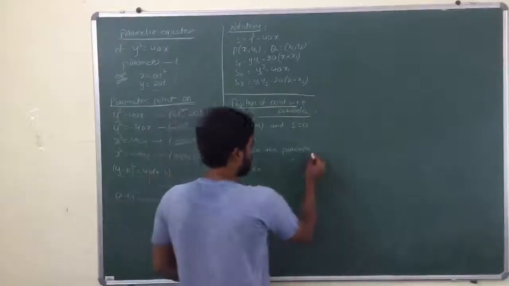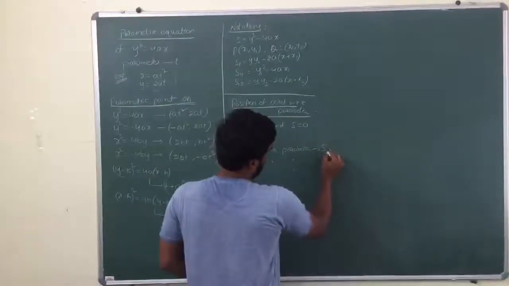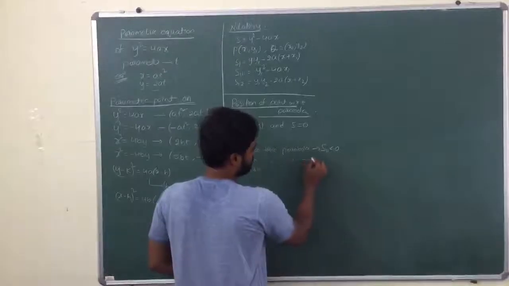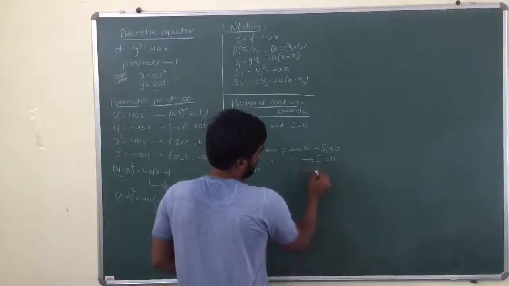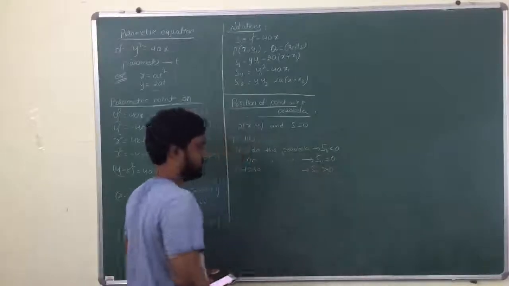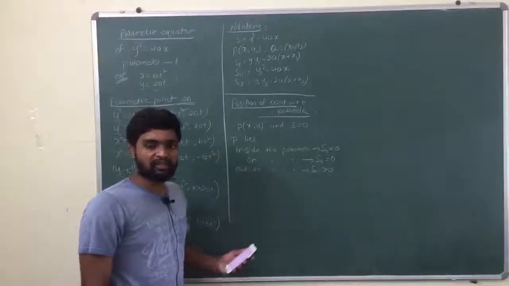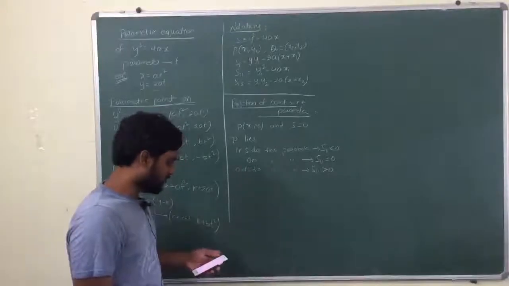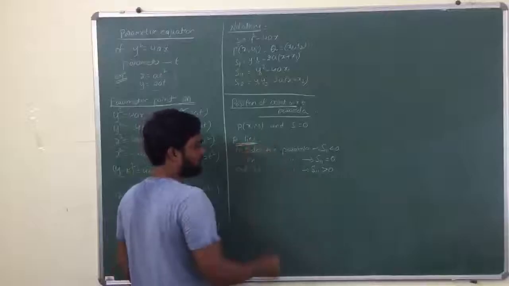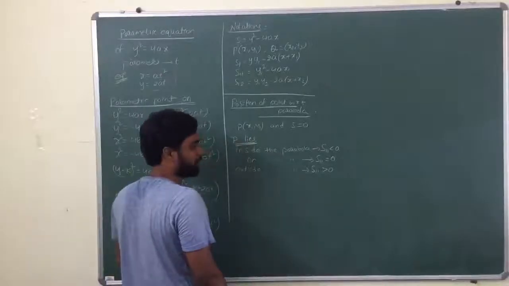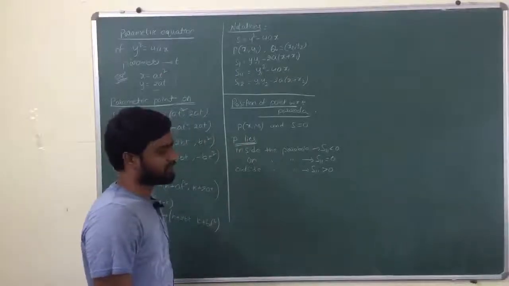Okay, so now s11 less than 0, s11 equal to 0, s11 greater than 0. If s11 is less than 0, the point lies inside the parabola. If s11 is equal to 0, it lies on the parabola. If s11 is greater than 0, it lies outside the parabola.